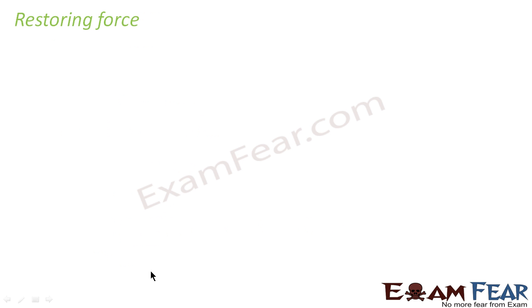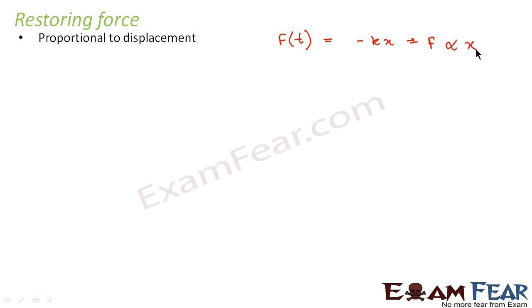Now let us look at a few points about this restoring force. Restoring force is proportional to displacement. That is very much clear from its definition, that is, restoring force is equal to minus kx. So this shows that force is proportional to displacement. It is opposite in direction to displacement. That is also very clearly indicated by the negative sign. It shows that the direction of force and the direction of displacement are opposite to each other.